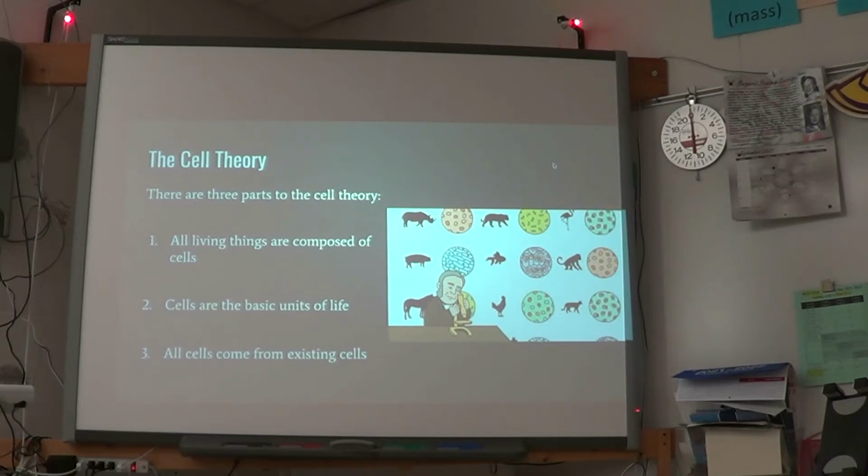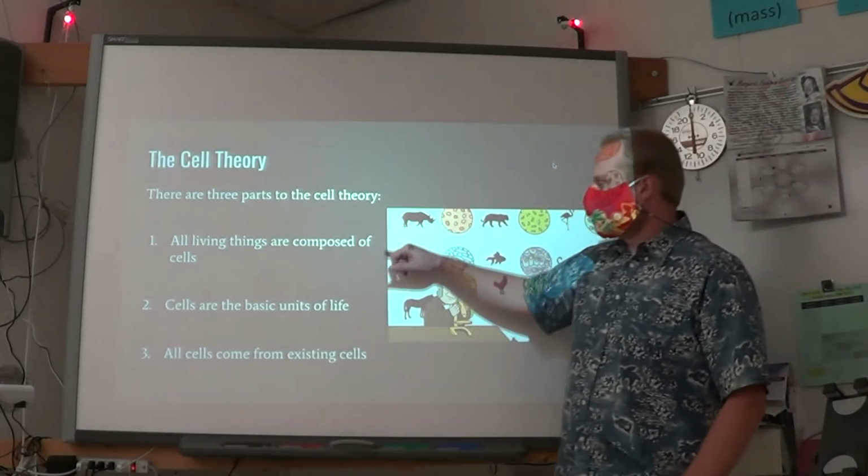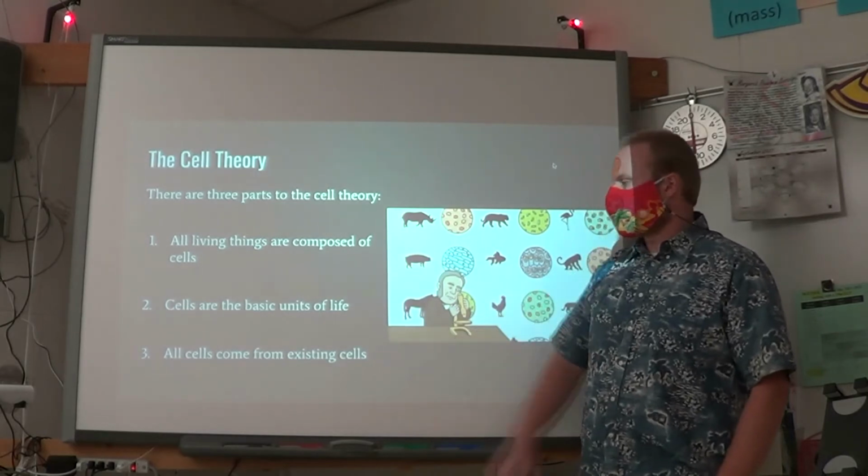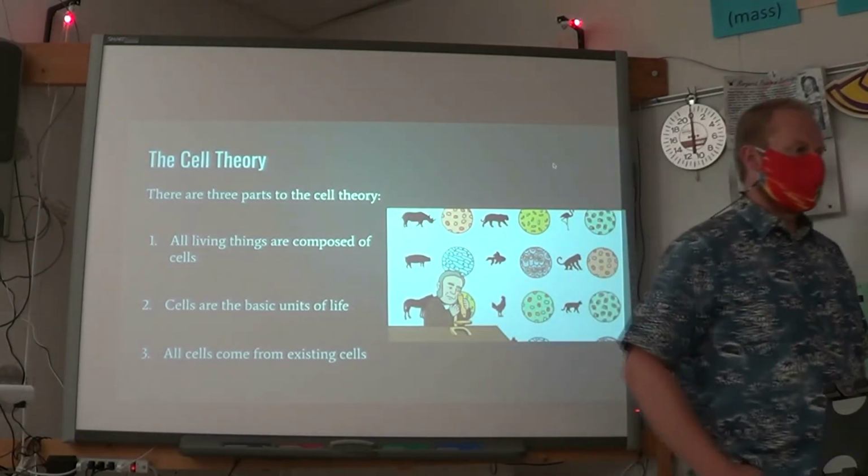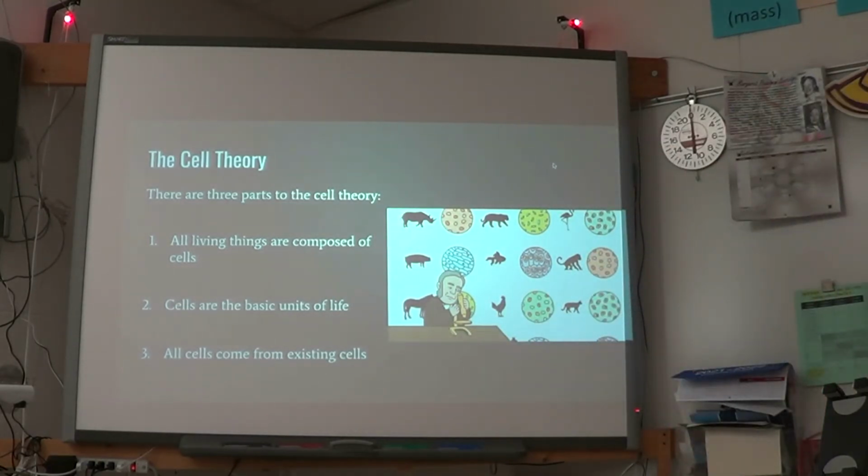So cells are the basic unit of life, and all cells come from existing cells. It's kind of a combination of Schleiden and Schwann, and then Virchow coming up with these 3 things. All cells come from existing cells.